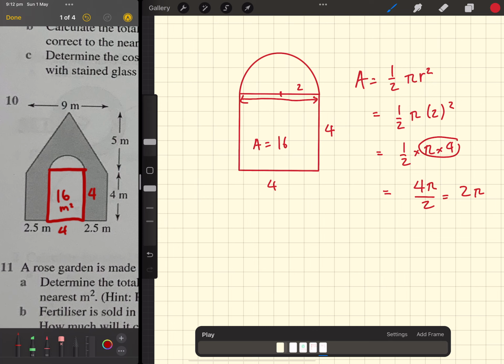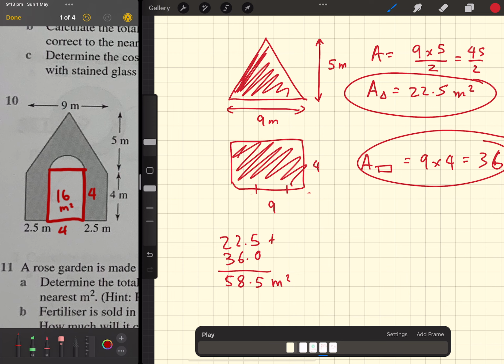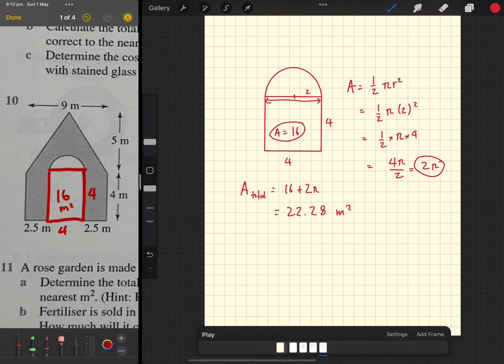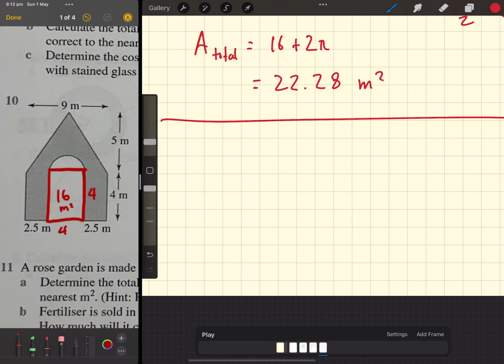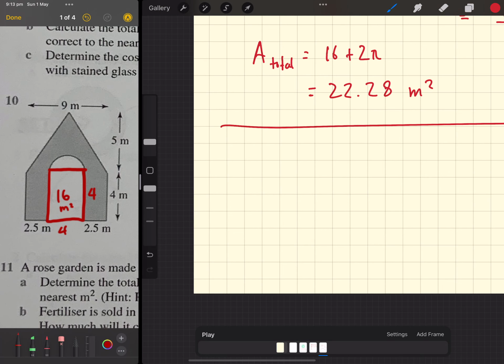So to find the area of the shaded region, remember the area of the whole shape is 58.5. So we say the area of the shaded region, area of shaded, is equal to 58.5, take away 22.28, and we're going to get, let me see, 58.5, take away that, and it's going to give you 36.2 meters squared.